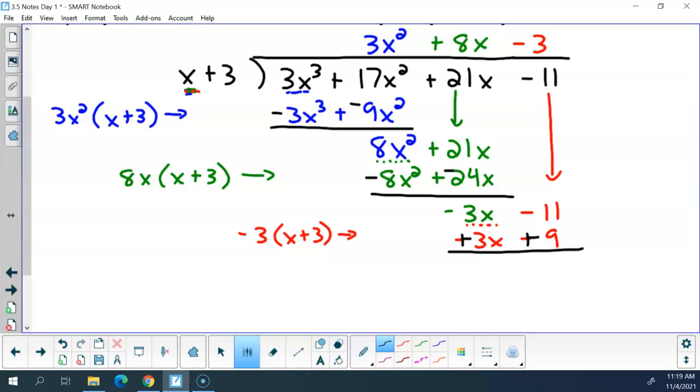Negative 2. Do I have anything else to bring down? No. So my answer then is 3x squared plus 8x minus 3 with a remainder of negative 2.